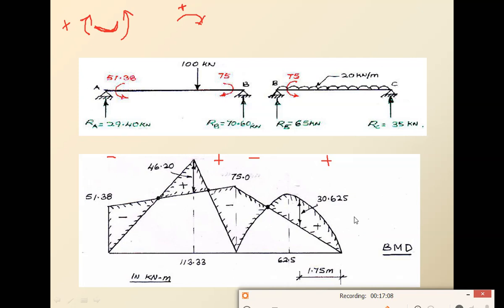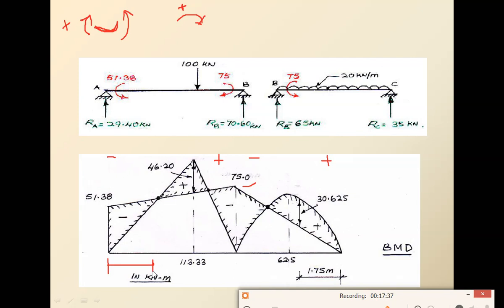Similarly, for the right span we have minus 75 and 0. So you linearly connect these ordinates. Above this you superimpose the bending moment diagram due to applied load. For the first span it is linear, and the second span is a simple parabola. So now finally we have obtained the bending moment diagram.